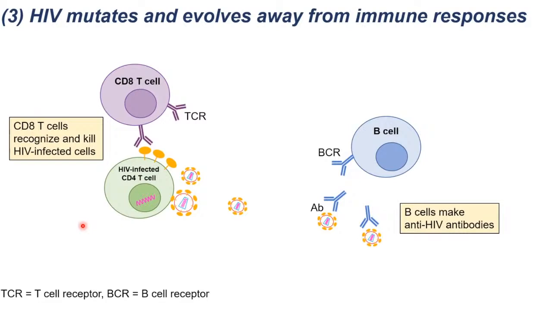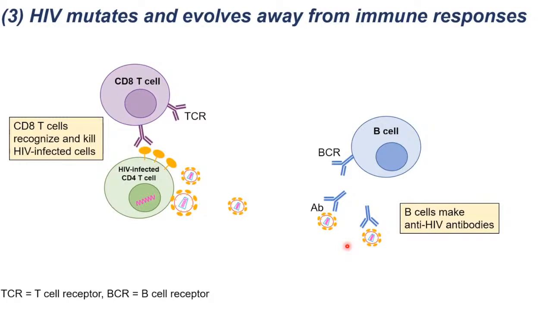CD8 T cells recognize and kill HIV-infected T cells, because those HIV-infected cells, for example, will be showing bits of the HIV spike protein, these orange blobs on the surface, that can be recognized by an antibody-like structure on the surface of a CD8 T cell that we call the T cell receptor, or TCR. And then the other main branch of the immune system comes from our B cells, which make antibodies that can stick to and neutralize HIV.